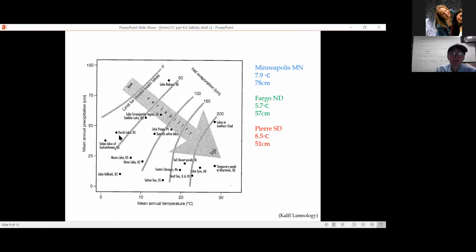So you can see Devil's Lake, which is in North Dakota, is in that same zone. So are the Salt Lakes of Saskatchewan. Mono Lake is down here. Salton Sea, oh, here's the Dead Sea over here. Where's the Great Salt Lake? They don't have the Great Salt Lake here. Okay, so there you go.